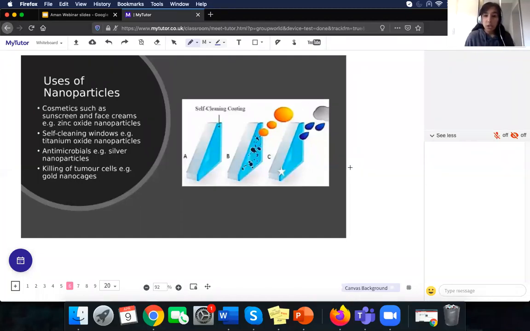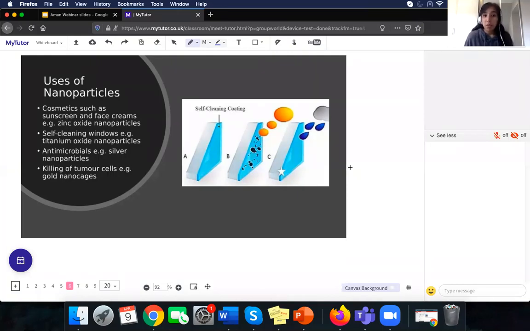Now, zinc on its own is white. So if we use it in sun creams, it's going to make the sun cream white, whereas as a nanoparticle, because it's so small, it's invisible. A lot of people prefer invisible sun creams. They don't leave that kind of white layer that you might see after you've tried to rub it into your skin. That's why often now sun creams are made of zinc oxide nanoparticles.